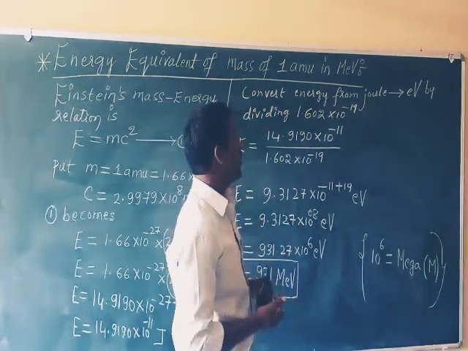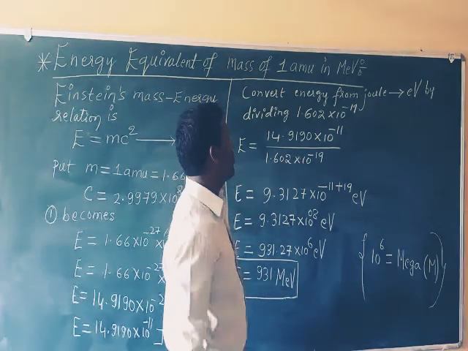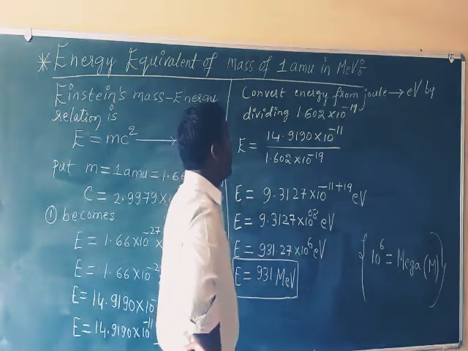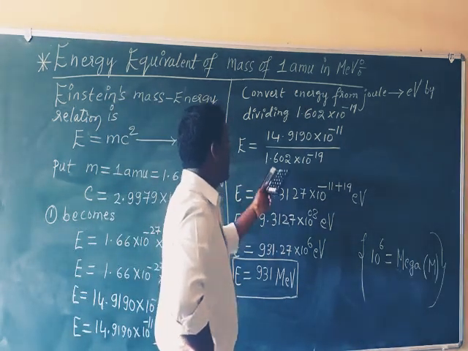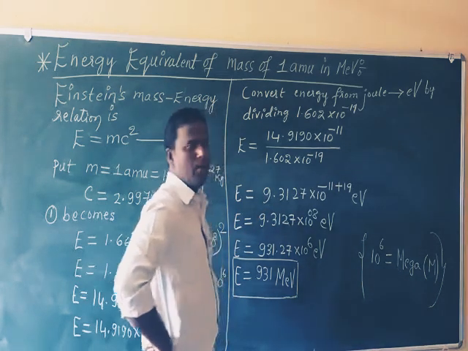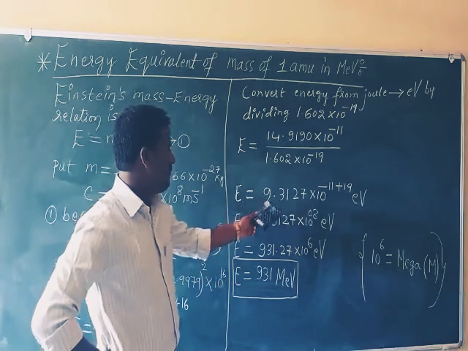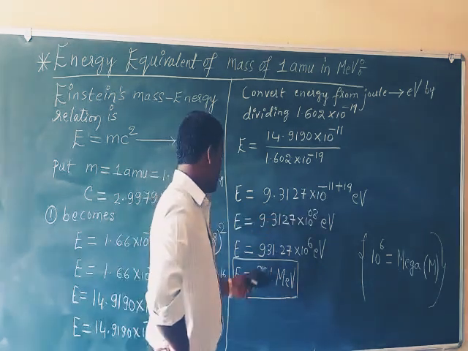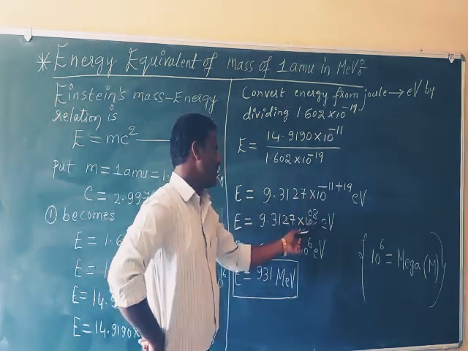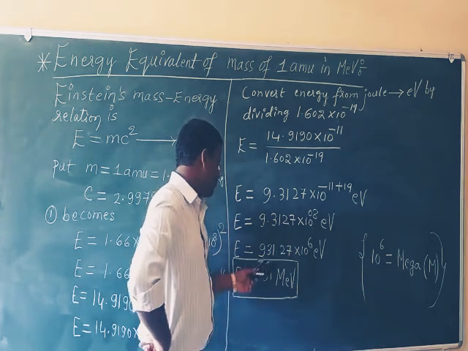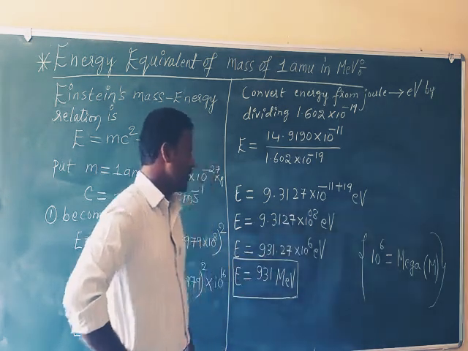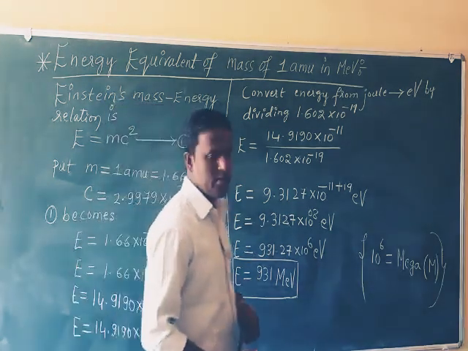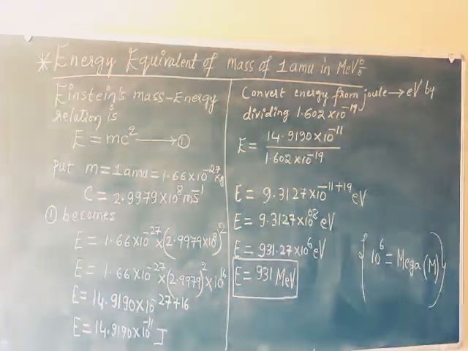Joule is converted to electron volt by dividing by 1.602 into 10 to the power of minus 19. So here E equals 14.9190 into 10 to the power of minus 11 divided by 1.602 into 10 to the power of minus 19. E equals 9.3127 into 10 to the power of minus 11 plus 19 eV. So minus 11 plus 19 means 10 to the power of 8 eV. So here energy equals 931.27 into 10 to the power of 6 eV. E equals 931 mega electron volt, because 10 to the power of 6 equals 1 mega. The symbol for mega is capital M.